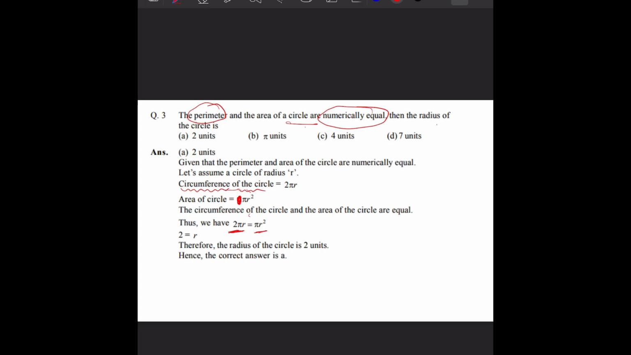आप और हम इसके बीच में इक्वल टू का साइन लगाएंगे. दोनों तरफ से पाई एंड पाई कैंसिल, आर एंड आर कैंसिल, you get r is equals to 2, right? So therefore the radius of the circle is 2. What is my correct option? My option is A. Moving on to the next.